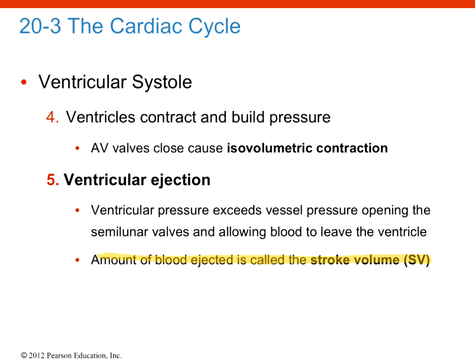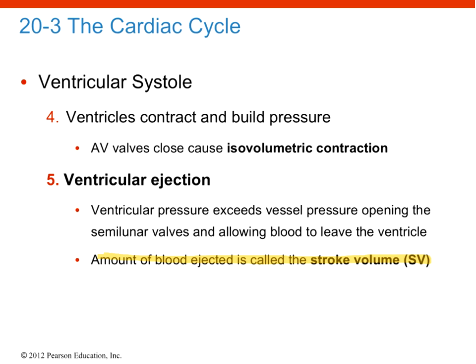In ventricular systole, the ventricles contract. They're going to build up pressure. As a result of that buildup of pressure, the atrioventricular valves, the bicuspid and the tricuspid valves, are going to close. They close as a result of that isovolumetric contraction because of the ventricles contracting. We don't want the blood to run back up to the atria. We want the blood to go in one direction, from the atria down to the ventricles and out through the pulmonary trunk or out through the aorta.